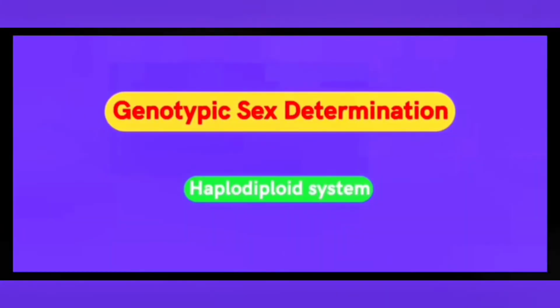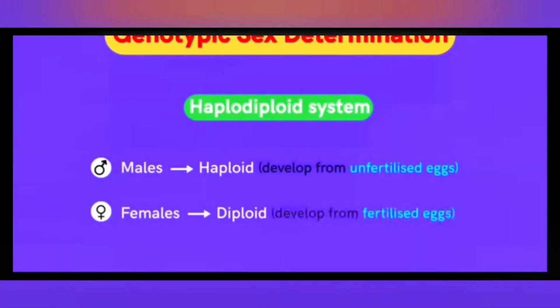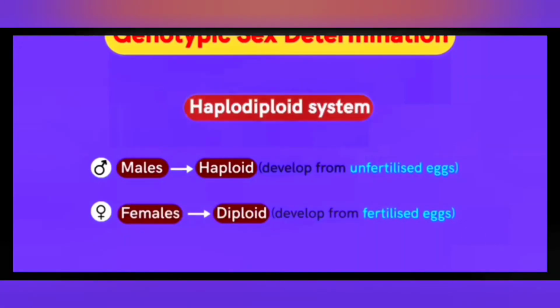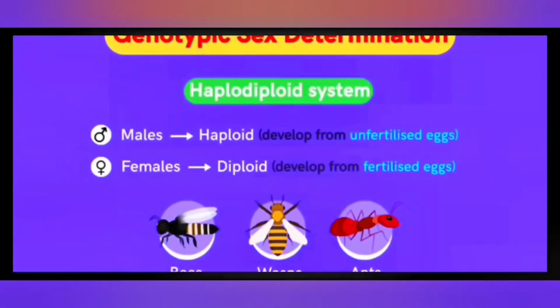The next type of genotypic sex determination is the haplodiploidy system. In this case, males are haploid because they develop from unfertilized eggs, whereas females are diploid because they develop from fertilized eggs. This type of haplodiploidy system is very commonly seen in bees, wasps and ants.